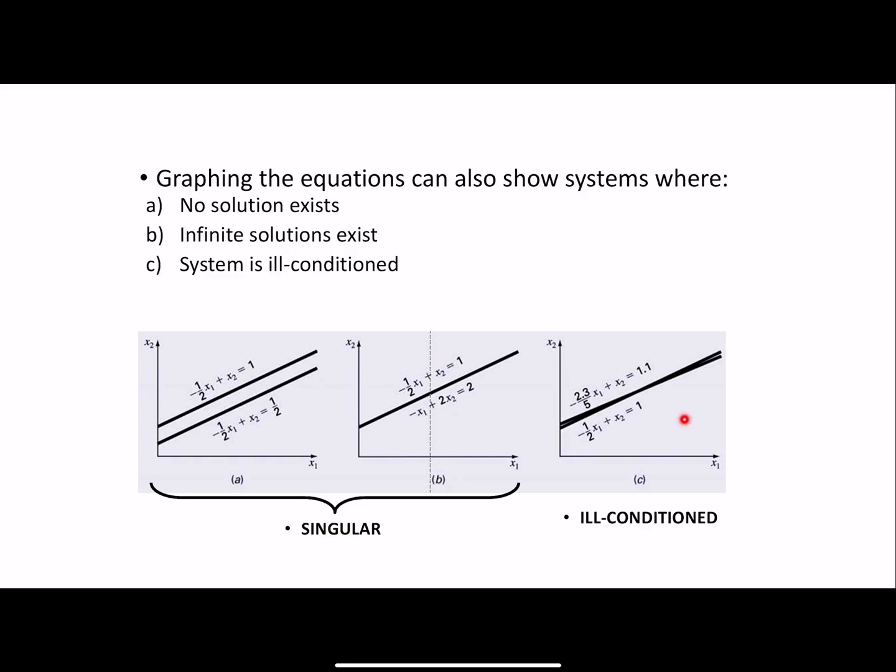We can have a solution, but sometimes the solution may be hard to compute, and this is usually the case when the lines in a 2-by-2 system, for example, are close to being parallel, in which case a slight numerical mistake throughout these calculations may change the answer by a large amount. In this case, we call the system ill-conditioned.